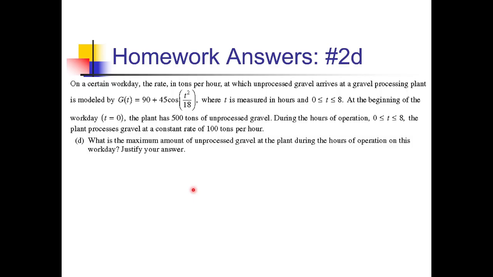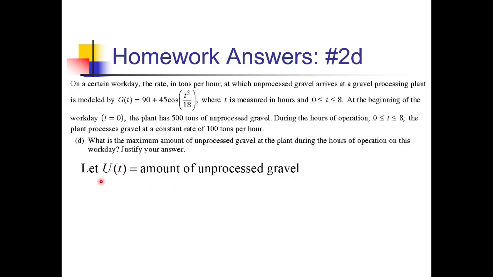For part D, they want to know the maximum amount of unprocessed gravel at the plant during the hours of operation with justification. Before I can really do much on this problem, I'm probably going to want to define a function to represent the unprocessed gravel. I'm going to call that u of t. So u of t is the amount of unprocessed gravel. Now, we don't have an exact function for this just yet, but we can come up with a function for u prime of t, which we're going to need in order to figure out critical values and all that.